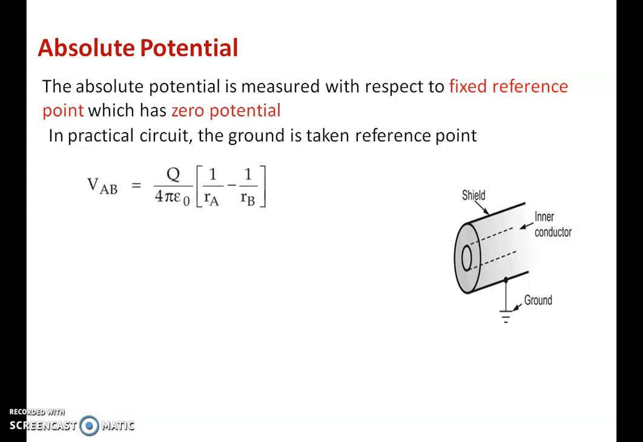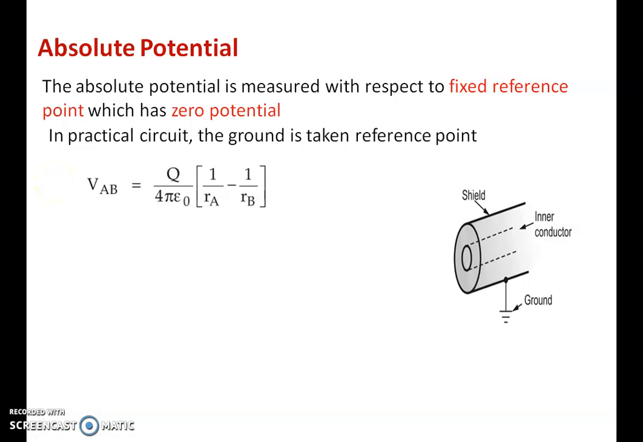Now we know the expression for the potential difference between two points A and B. The point A is at a distance of RA from the origin, and point B is at a distance of RB from the origin. Then the potential difference between those two points VAB due to the charge Q can be written as Q by 4 pi epsilon naught into 1 by RA minus 1 by RB. Now how to find the absolute potential due to this point charge? Before going for absolute potential, I want to find what is the potential at point A.